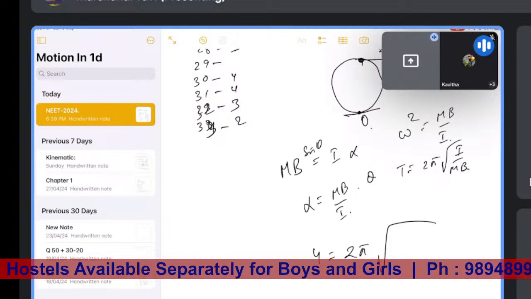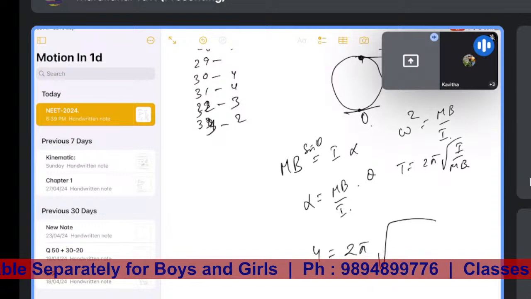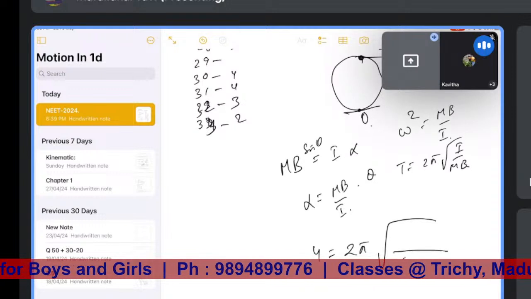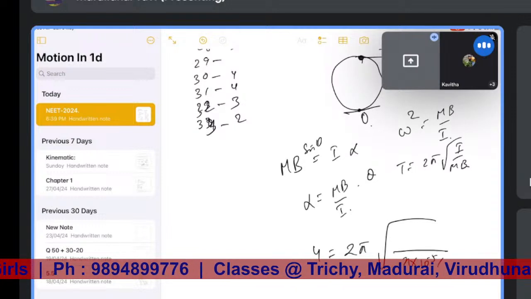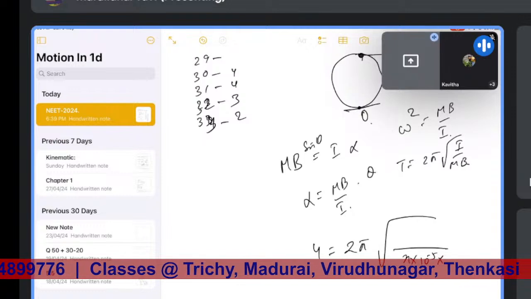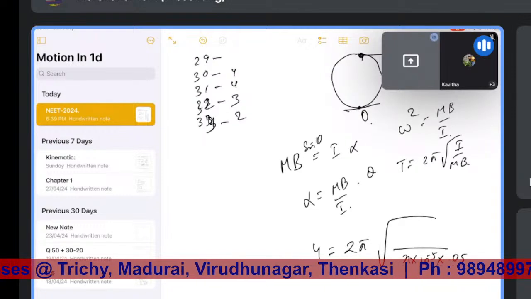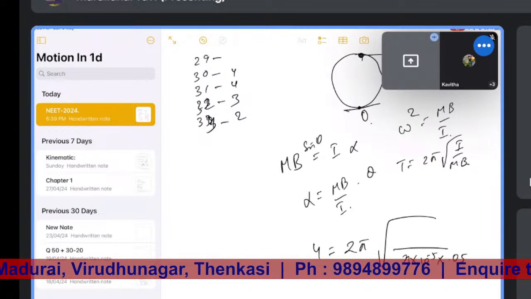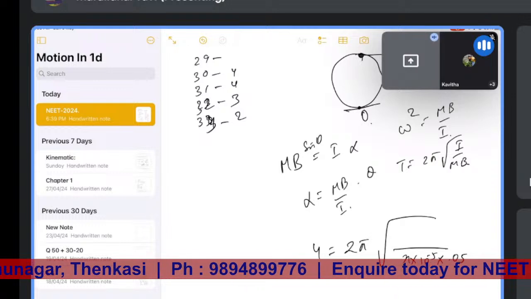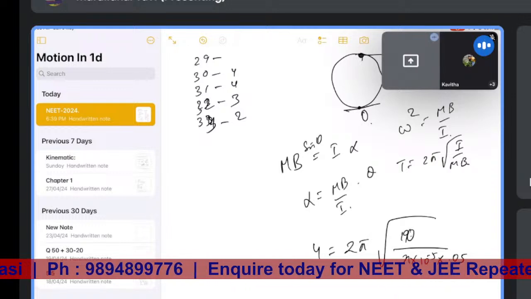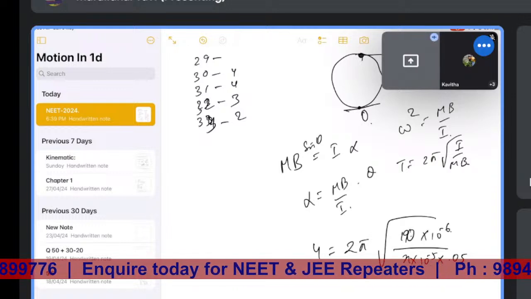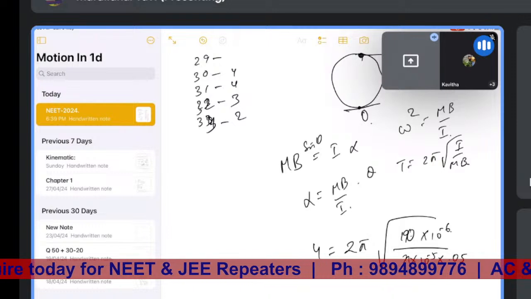The magnetic moment of the needle is given to you as x into 10 power minus 5. B is given as 0.05, I'll just take it as 0.05. Then the moment of inertia is given as 9.8, so I'll take it as 10 into 10 power minus 6. This is enough for me to get the answer.